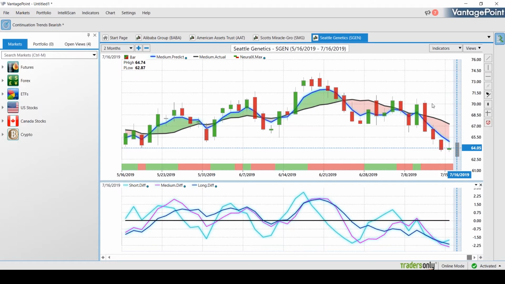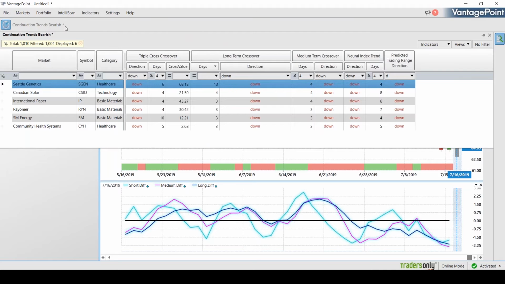Are you all seeing how helpful and how powerful this is? I hope you are. Feel free to type in the chat box at any time as well, just to say, yes, I'm seeing that this is helpful. And we're going to move on here. From the continuation trends bearish scan, let's move on to the next one.